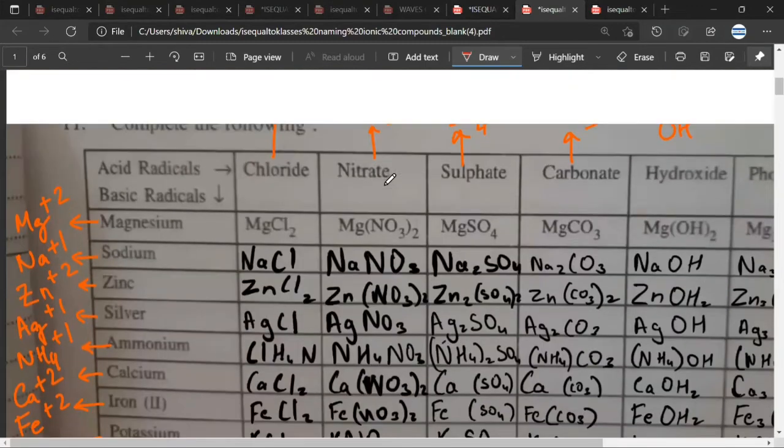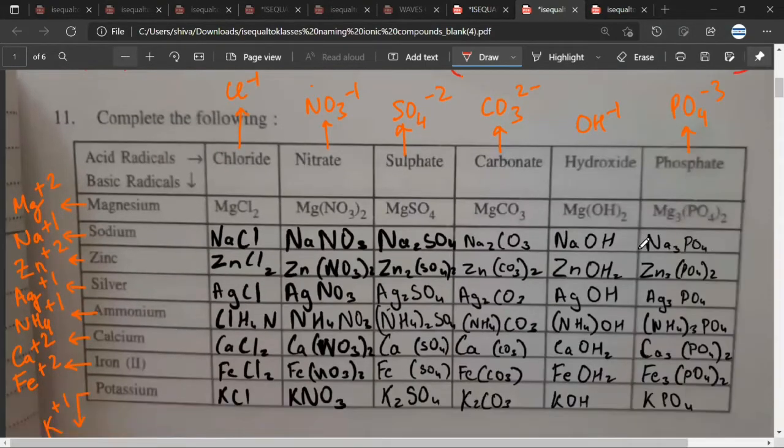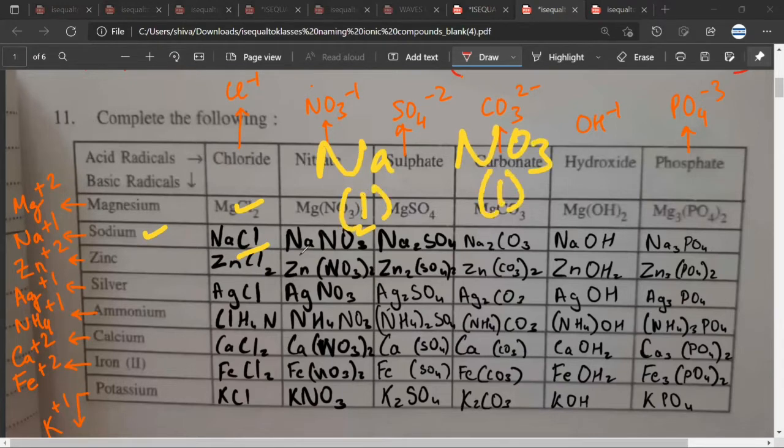So once this is clear, now let us look at these compounds and see if there is any mistake. So NaCl is correct. NaNO3. So we are taking Na, we are taking NO3. So NaNO3. Both have valency 1. That is why you have written NaNO3, which is a correct formula.